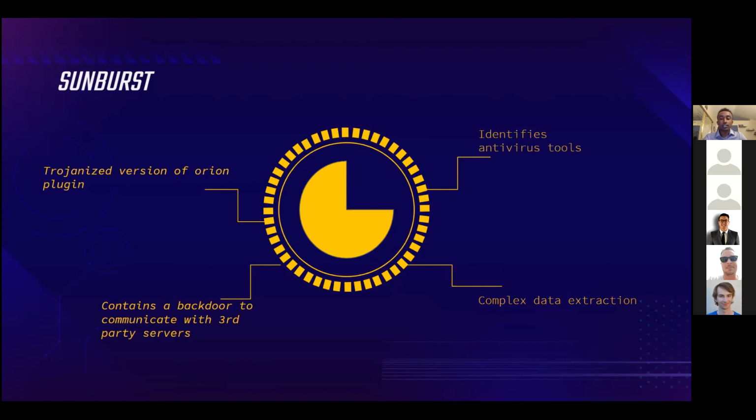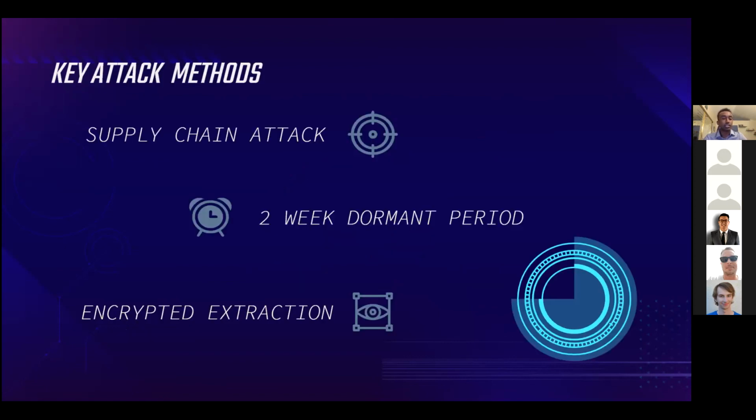So if we just look at our next slide, we can see three key attack methods that made this so successful. First, this hack incorporated techniques of a supply chain attack, which is why the span of it was very wide and affected hundreds of organizations and agencies. Secondly, the 2-week dormant period was a very nice touch, as when the update was installed, you would have to wait 2 weeks to notice anything. So even if it was installed in a quarantine environment, monitored 24/7, you would not notice anything for 2 weeks.